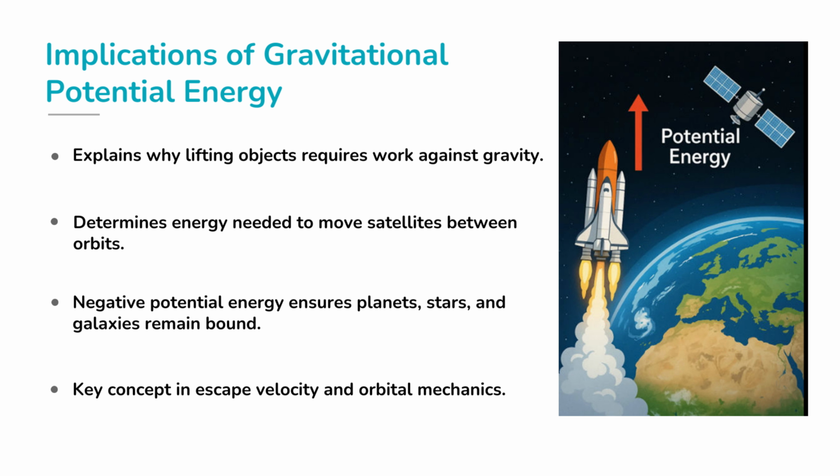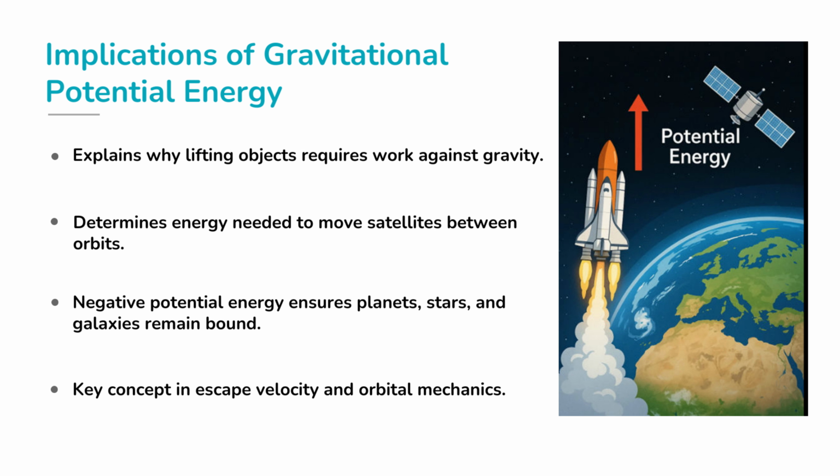Every time you lift an object, you're increasing its gravitational potential energy. Drop it, and that energy converts to kinetic energy. In space, changing a satellite's orbit means changing its potential energy. Rockets burn fuel not only to go faster, but also to climb out of Earth's potential well. On the cosmic scale, the fact that gravitational potential energy is negative explains why galaxies and stars remain bound together. If it were positive, the universe would have flung itself apart long ago.